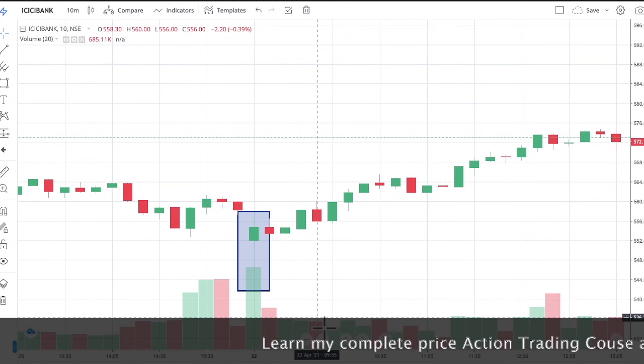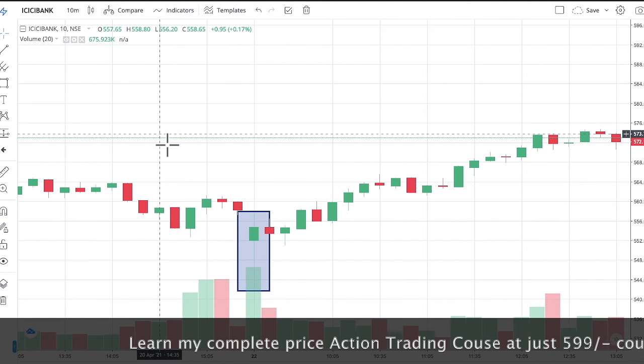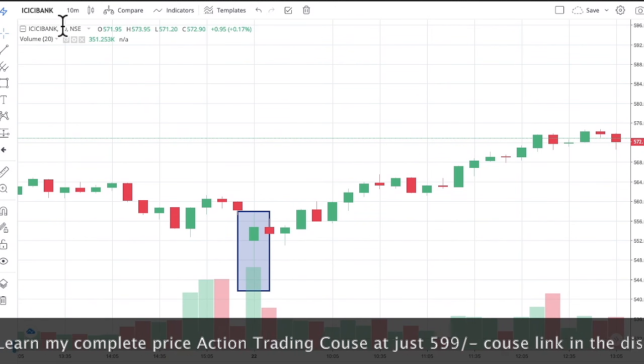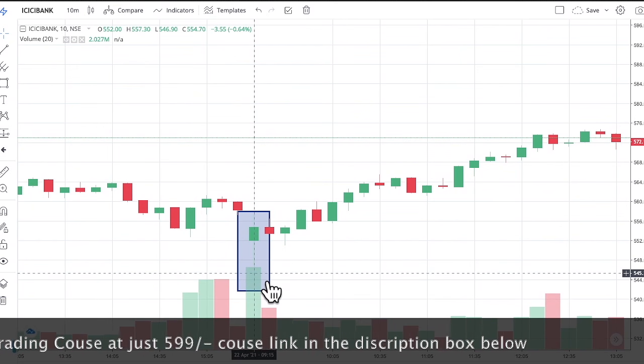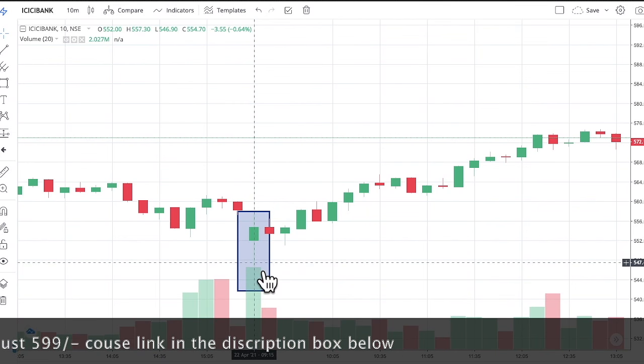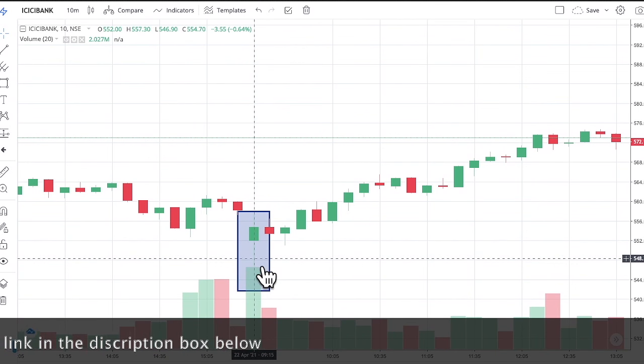Traders, what was the second stock in the top gainer list? It was ICICI Bank, right? See, this is ICICI Bank chart, 10 minutes time frame on 22nd of April. The first candle here, okay, it is less bullish than Wipro's candle, right? That is why I selected that stock.